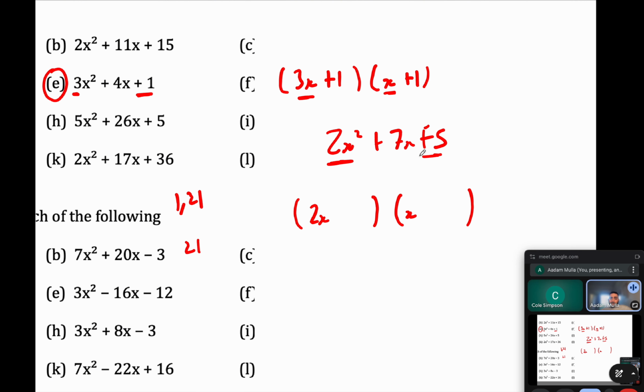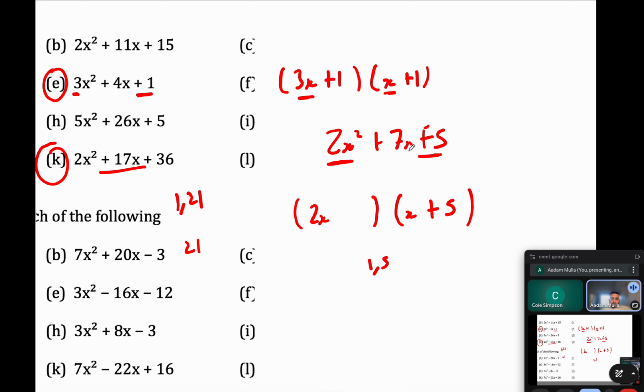So what would it be for 5? 1 and 5. Yeah, 1 and 5. So now you just kind of play around a little bit. Either it's going to be a plus 1 here or a plus 5. And we can see we want 17x, so we want quite a large number of x's. So I think I would try the 5 over here first, because 5 times by 2x gives 10x. Doesn't work.